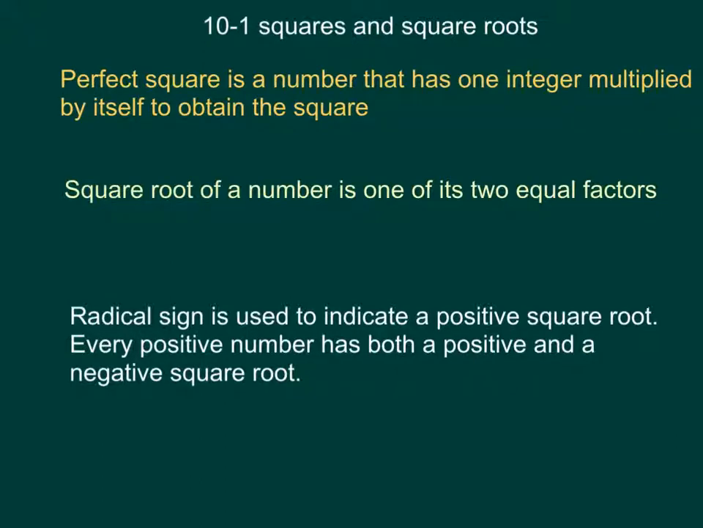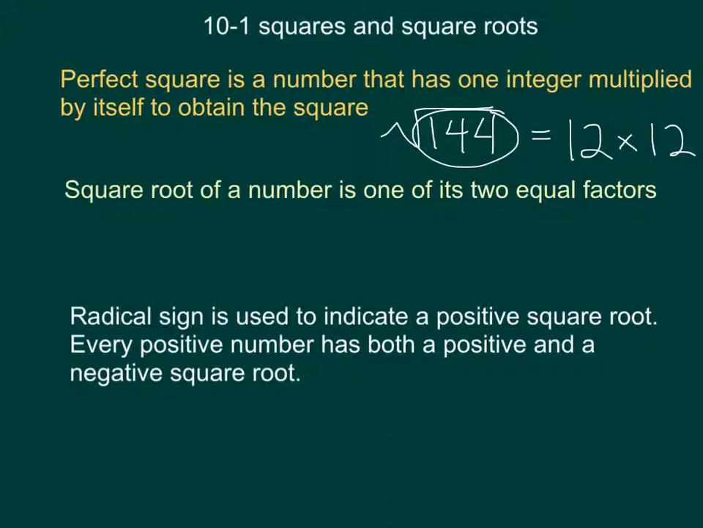Lesson 10-1, Squares and Square Roots. A perfect square is a number that has one integer multiplied by itself to obtain the square. So for example, if we have the square root of 144, the perfect square is 144 because two numbers, which is just one number repeated, 12 times 12 is what gives you the 144.